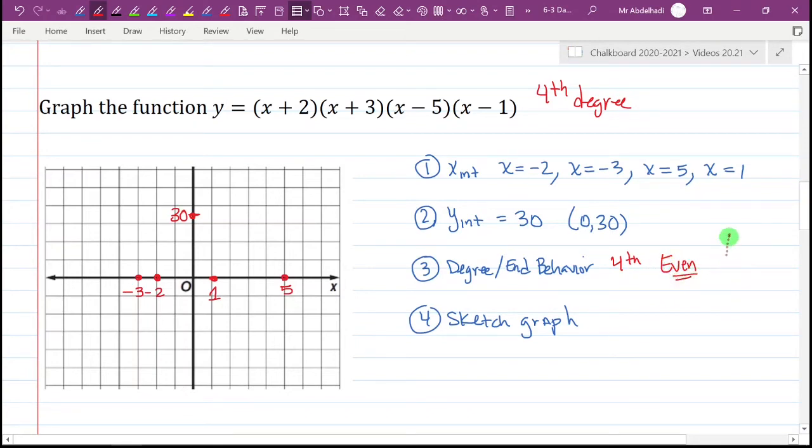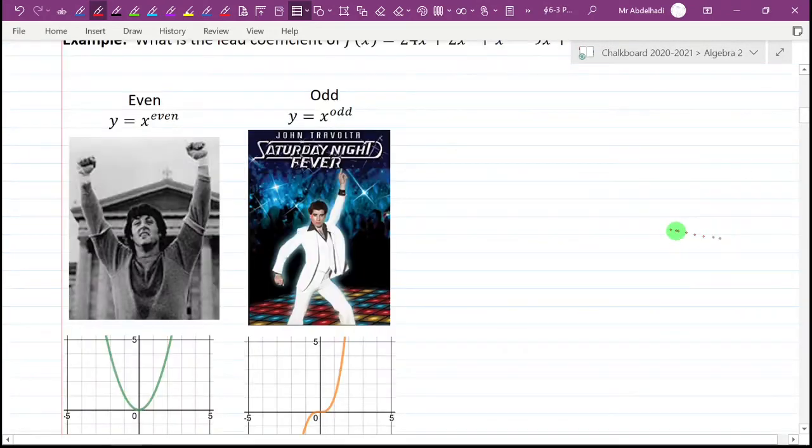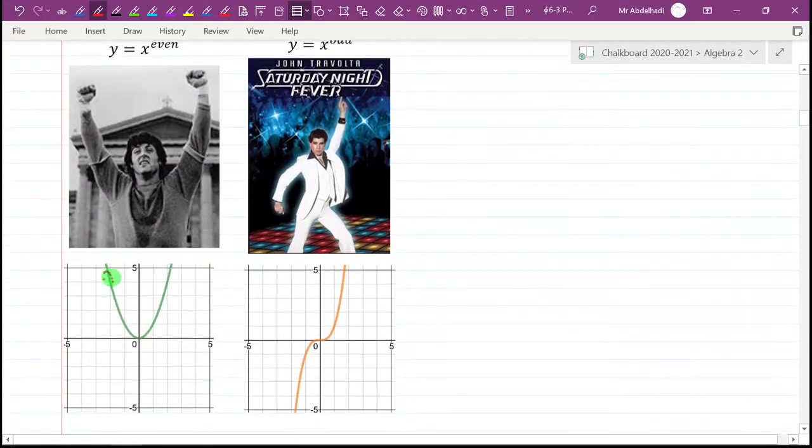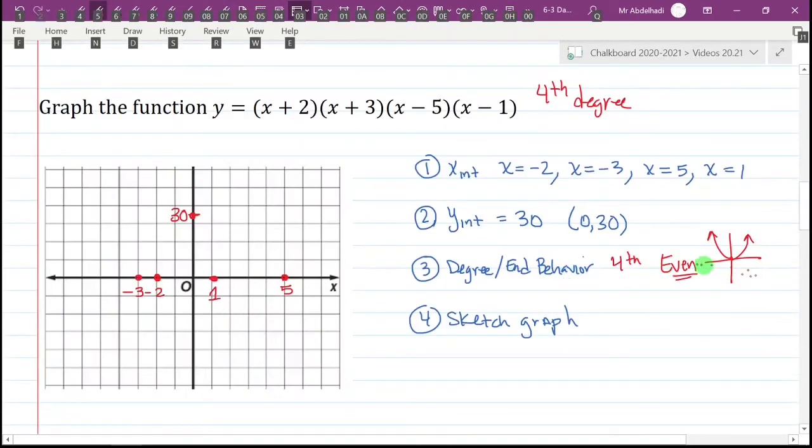So it's a Rocky. It's one of these, right? Where both are going in the same direction, up. So since we know that, we can come over here and say, all right, at the very ends of this function, after it passes through the last intercepts, it's going to be going up on the left and up on the right.